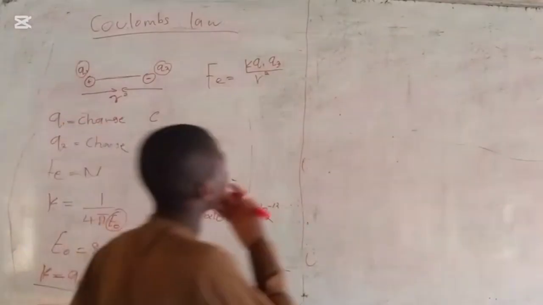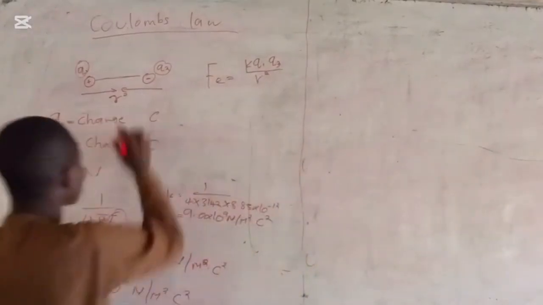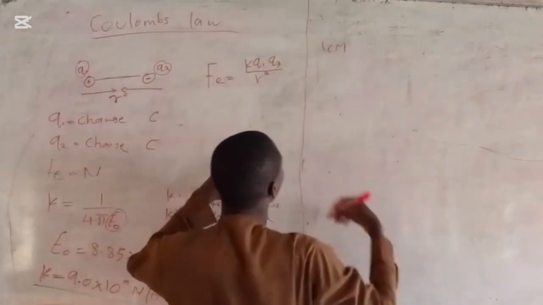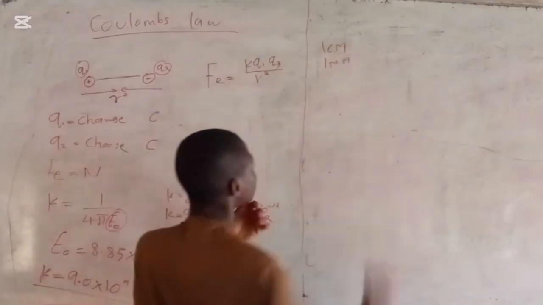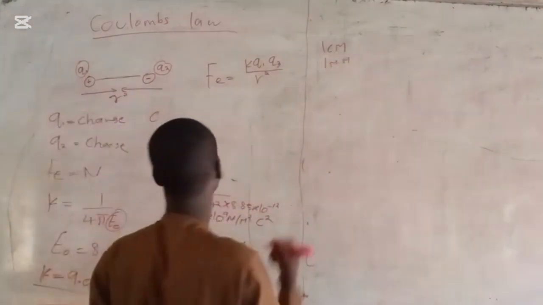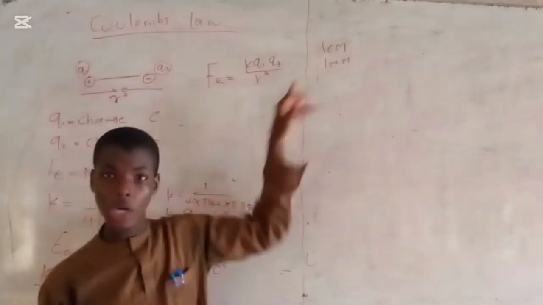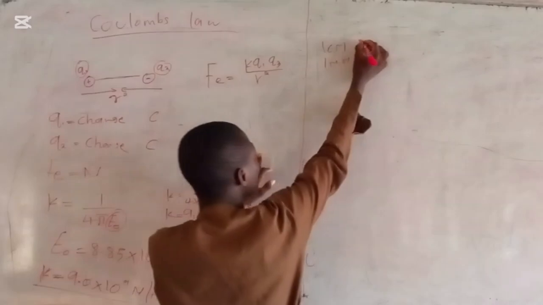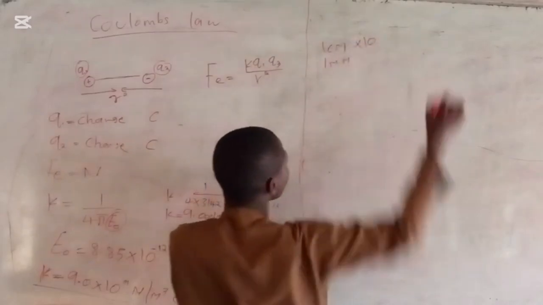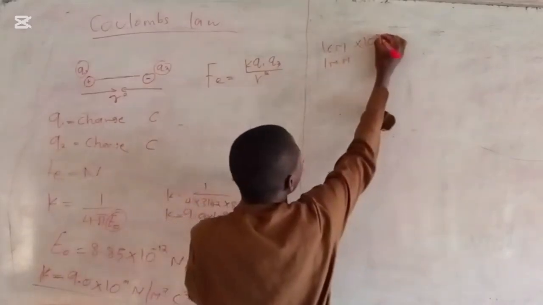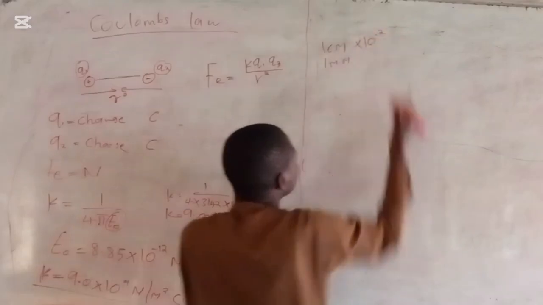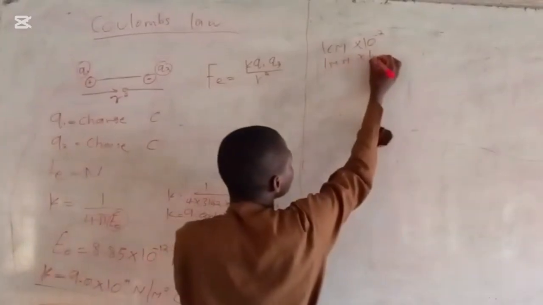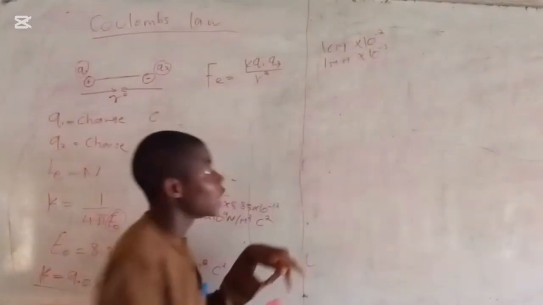Let's say our distance is given in centimeter or in millimeter. When distance is given in centimeter or millimeter, we have to convert it into meter. To convert centimeter to meter, we multiply by 10 exponential of negative 2, or divide by 100. If we are given millimeter, we multiply by 10 exponential of negative 3, which is dividing by 1000.